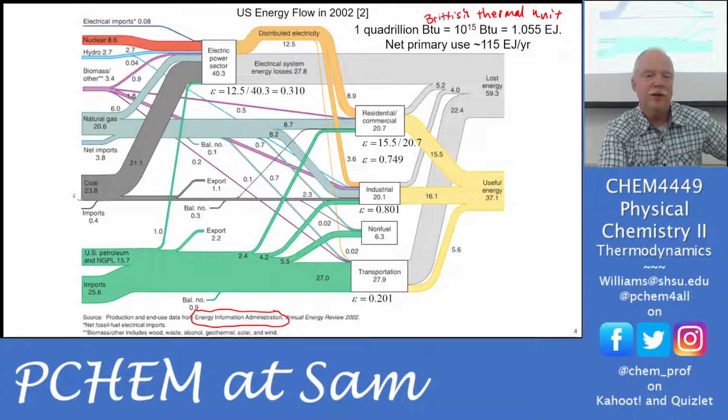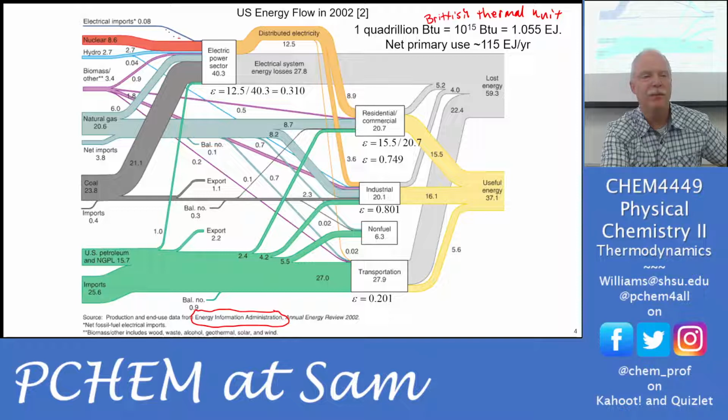I like this chart because it has all of these different sources of energy. So let's look at the electrical power grid for a second. We have 23 exajoules of coal. 21% of those are going into our electrical power grid. Natural gas, about 20.6 exajoules. 6 of those are going into the electrical generation. Biomass, 0.04 exajoules. Hydrothermal, 2.7, and nuclear, 8.6.